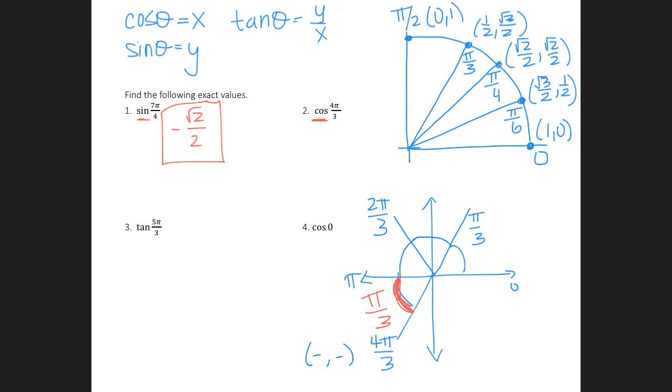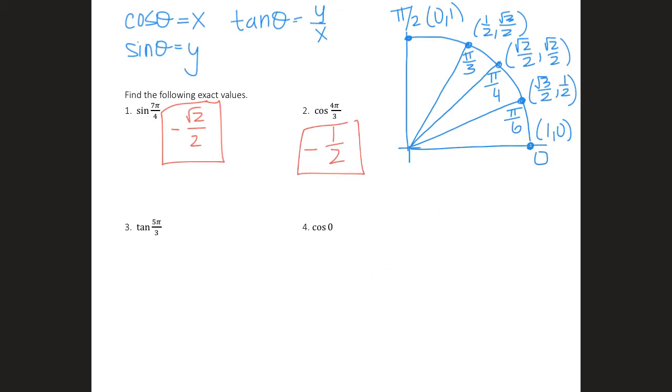And cosine is the x value. If I go to that coordinate, the x value for pi over 3 is a half. But since I'm actually at 4 pi over 3, which is the third quadrant, cosine is negative, the x value is negative, so it's actually negative 1/2 for my answer.